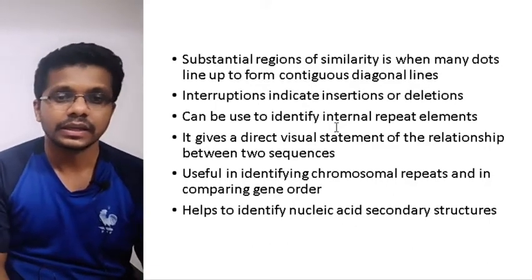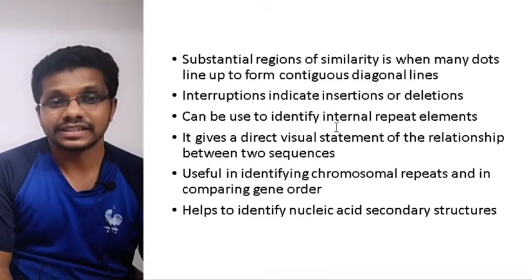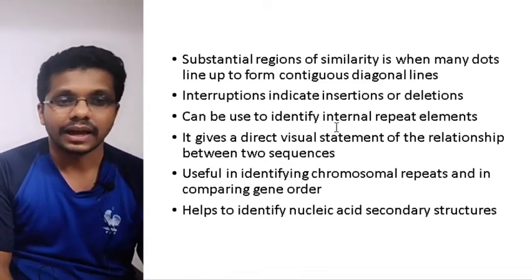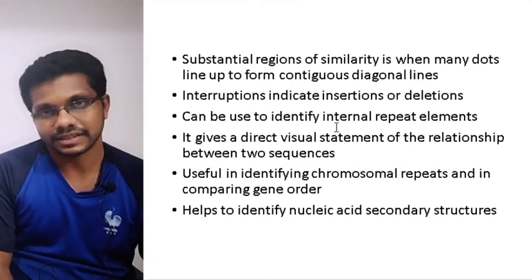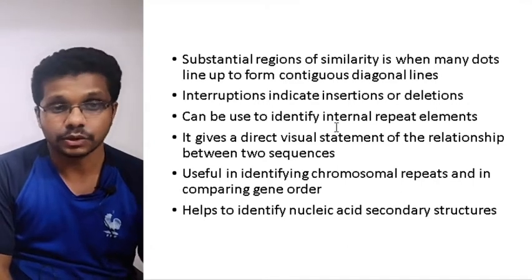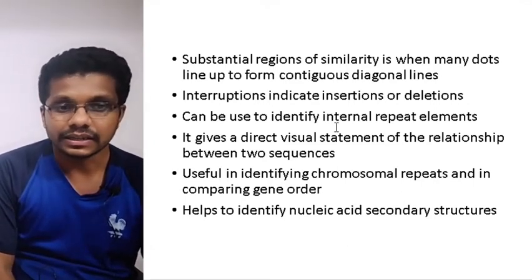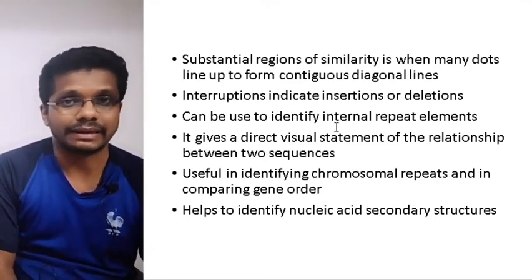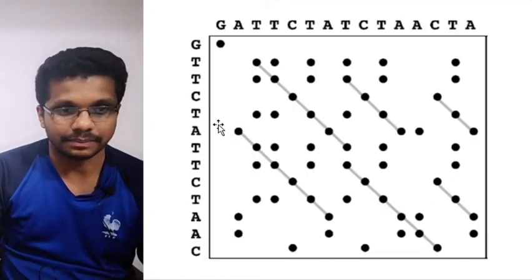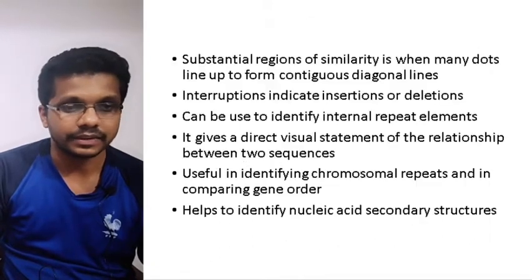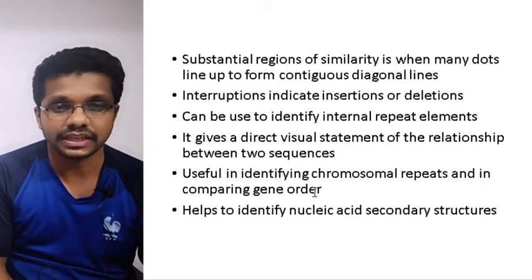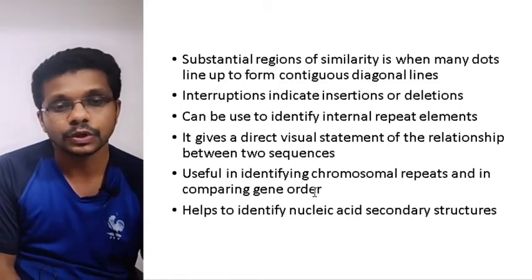Substantial regions of similarity are where many dots line up to form a continuous diagonal line, and interruptions, meaning the horizontal or vertical movement of the line, mean an insertion or deletion. It can be used to find internal repeating elements because it also shows diagonal lines. This means an internal repeating region. It gives a visual representation of the similarities between two sequences.